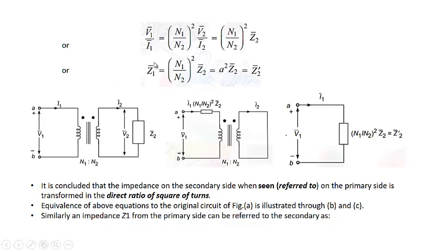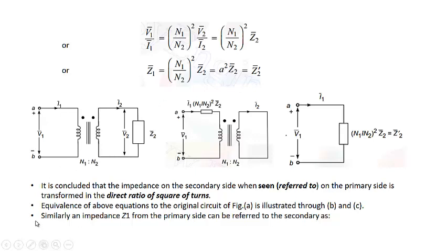So we can assume that this Z1, that is the impedance seen by the source V1, will be equal to N1 by N2 whole square Z2, because this will be equal to Z1. This is nothing but the turns ratio, transformer ratio A squared, Z2. I can replace it by Z2 dash, where Z2 dash is equal to A square Z2.